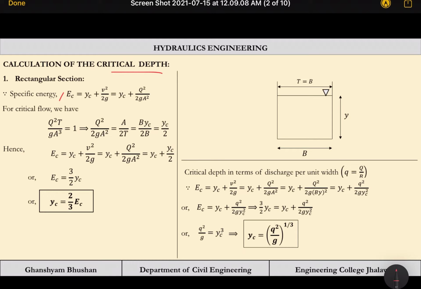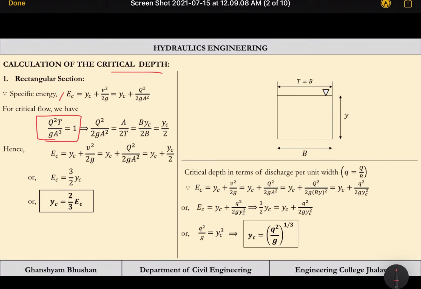So for critical flow we have this equation. I have told you this is a very important equation which we will be using again and again, so try to learn it. You can just blindly use this equation if the flow is critical. It will be very helpful and it will reduce your steps. Q square T by g A cube is equal to 1.